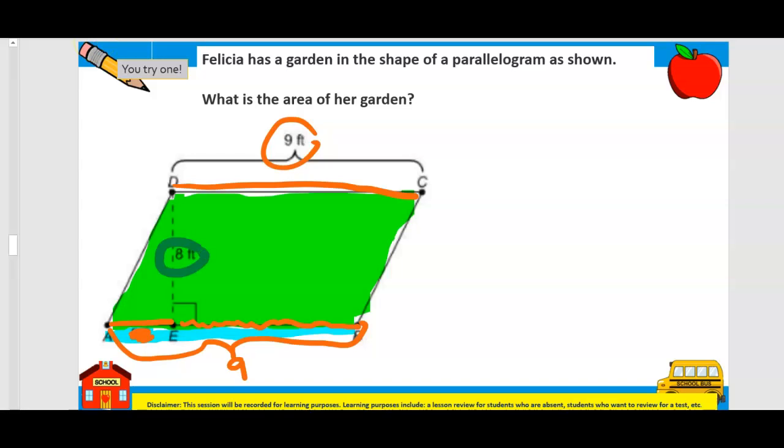9 times 8, the year I was born, 1972. So the answer is just 72, not 1972. So we're going to put 72 what? Feet. And of course we need to put a little square up there. Squared. 72 feet squared.